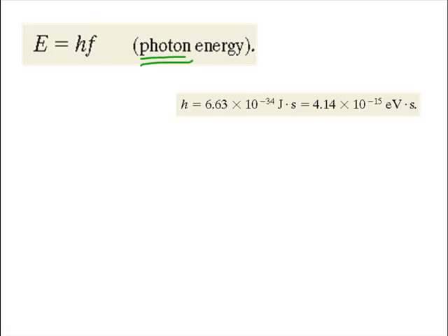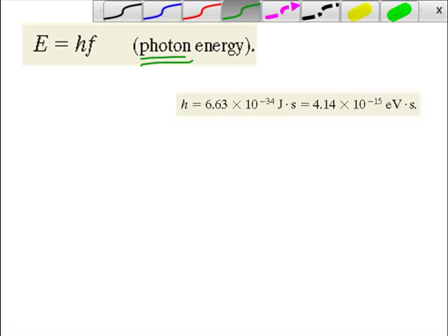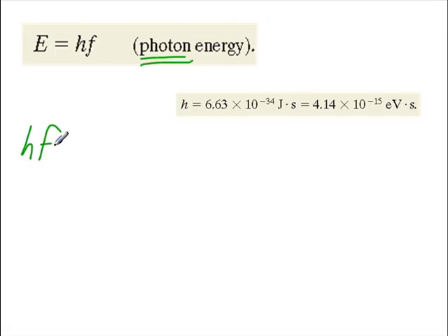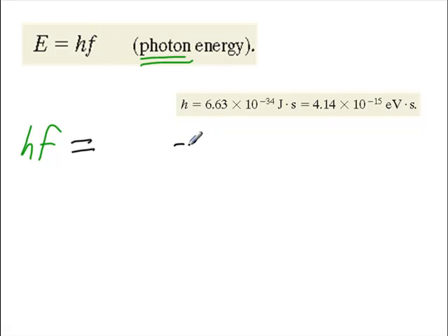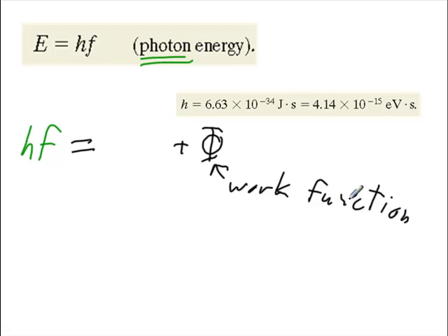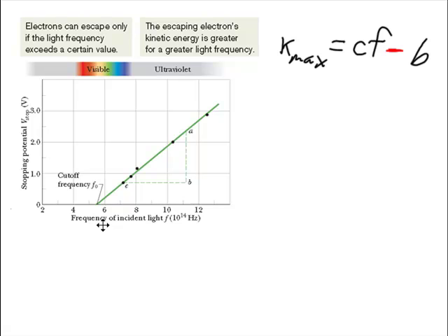Then all Einstein had to say is that this energy goes into two places. First off, that energy has to be some minimum amount to knock it out of the metal. He called that the work function. So that was the energy necessary to knock it out of the metal. And the rest went into the kinetic energy of the electrons. It turns out that this formula fits this data very nicely. It became known as the photoelectric equation. And like I said, this is what won Einstein his Nobel Prize.